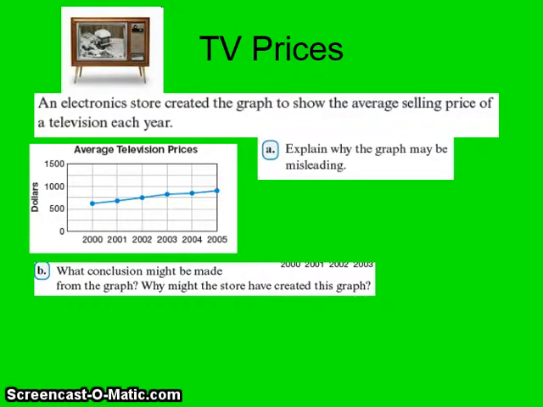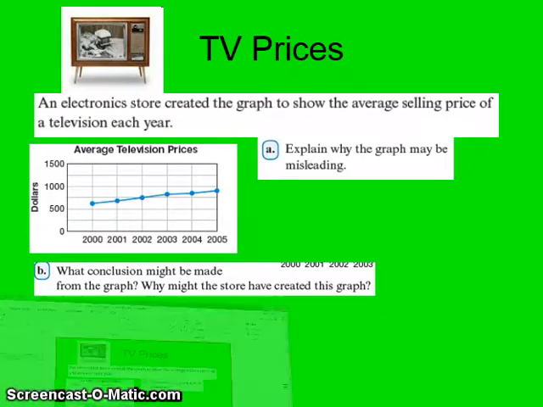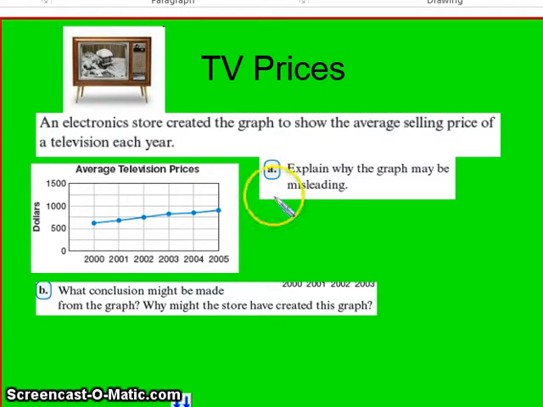Here's another example we need to have in our notebooks. It says an electronics store created the graph to show the average selling price of a television each year. A, explain why the graph may be misleading. Check out this graph here. So it's the average television prices. Our independent variable is the year, and the price in dollars is our dependent variable. So the price in dollars depends on what year it is. That makes sense. Now look at this line.